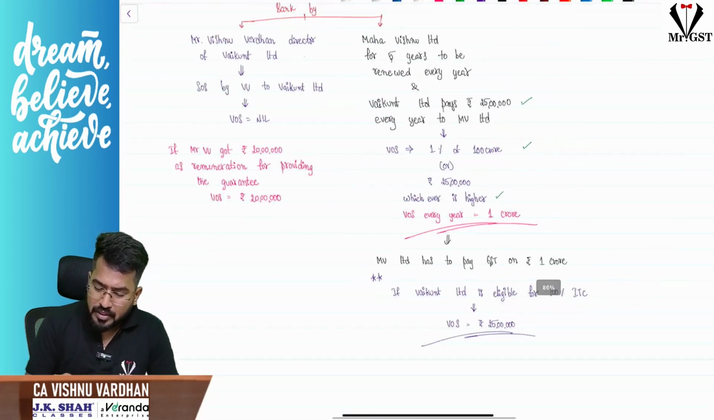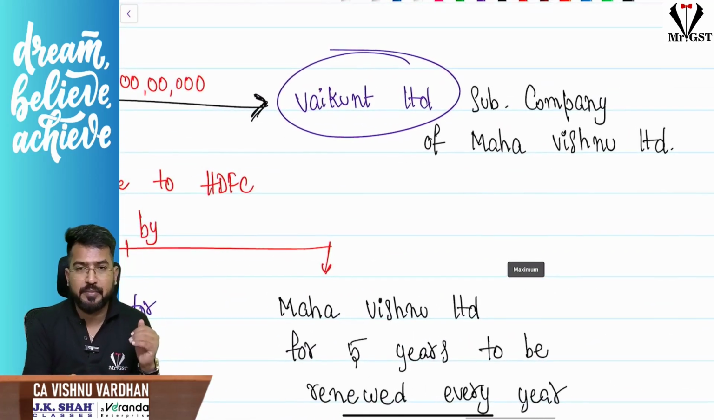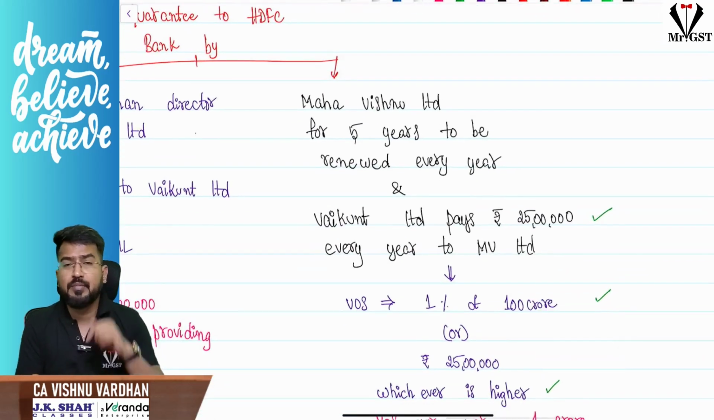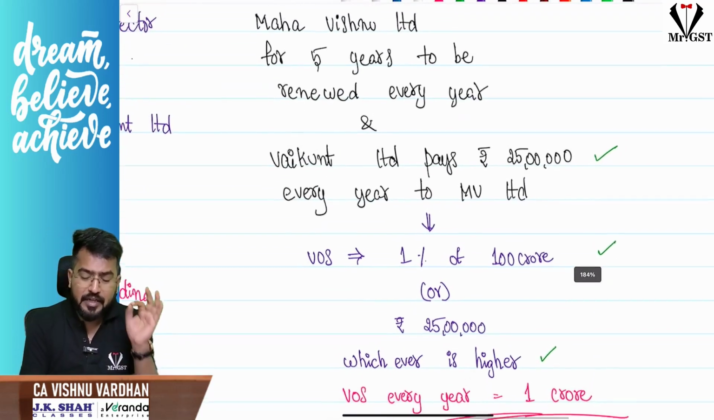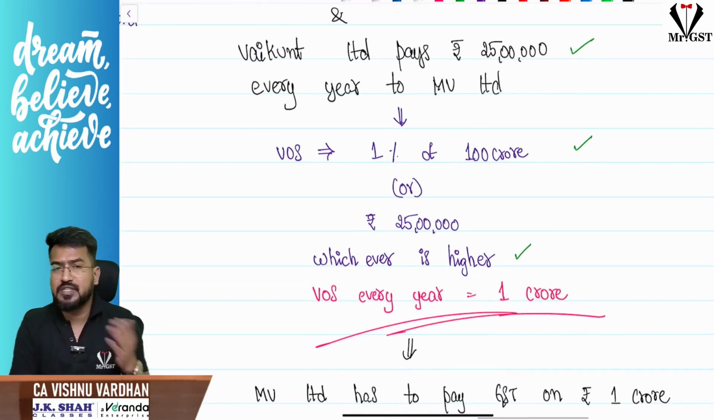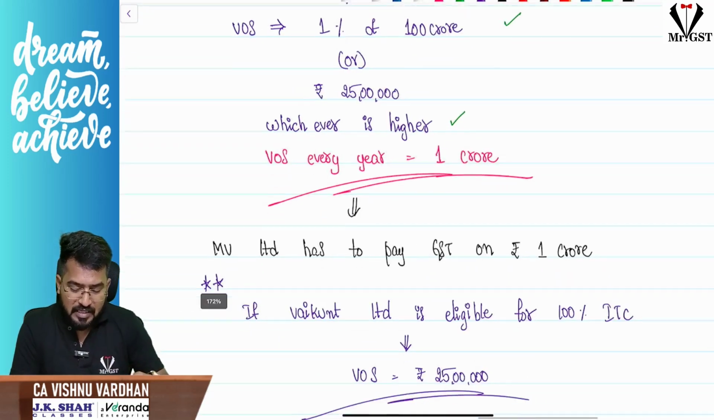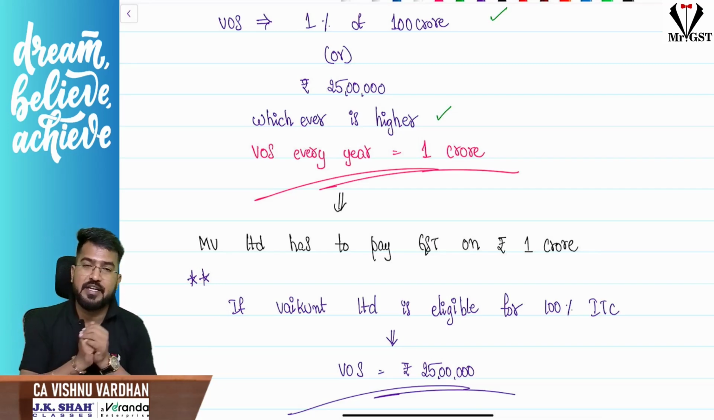Okay. Now here, if you see one example, sir, there is a company called Vaikunth Limited, subsidiary of Mahavishnu Limited, and they have borrowed 100 crores from HDFC Bank. Mahavishnu Limited is giving a guarantee for that to the bank, and for that they are getting 25 lakhs from its subsidiary Vaikunth Limited. Now, as you know, 1% of the amount for which guarantee is given, so 1% of 100 crores or 25 lakhs, whichever is higher. Sir, 1 crore is higher, so that will be the value of supply. But if Vaikunth Limited is eligible for 100% ITC, 25 lakhs itself will be taken as the value of supply, as that is the amount declared in the invoice. So that is regarding value of supply for corporate guarantee.